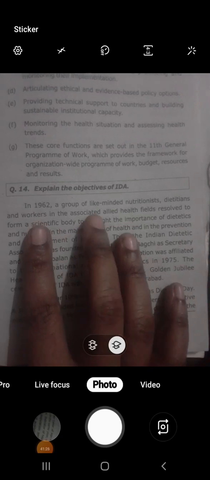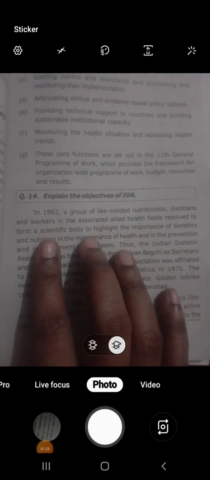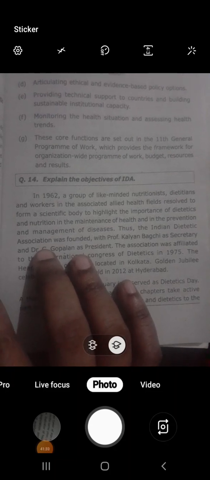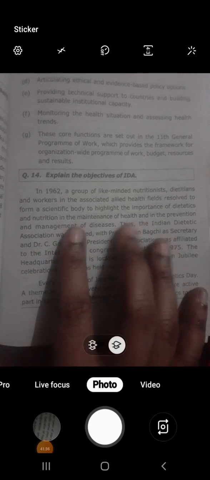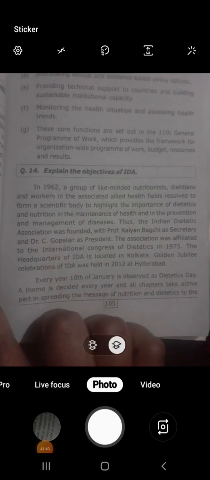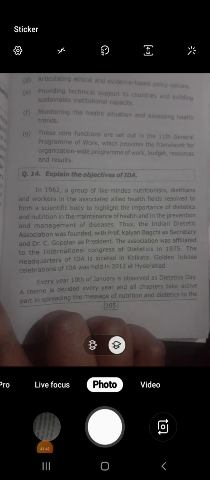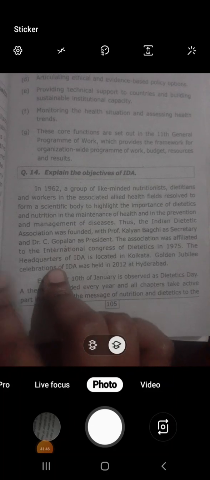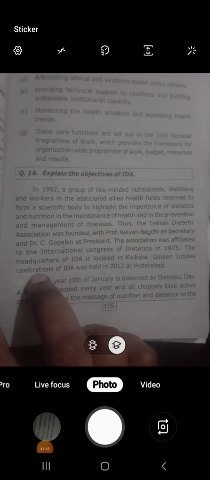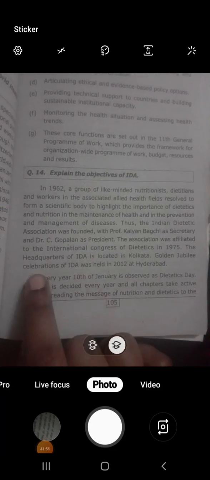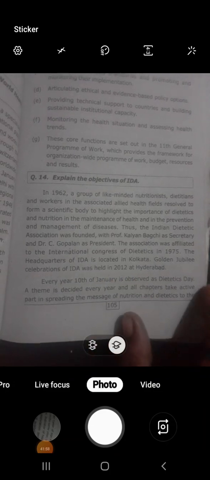So in 1962 we have nutritionists, dietitians and workers associated with health fields related to a scientific body, also nutrition in the maintenance of health and in the prevention and management of diseases. Here is the Indian Dietetic Association, with DC Gopalan as president and Kalyan Bagchi as secretary, and the International Congress of Diabetes in 1975. IDA is located in Kolkata, and was held in 2012 at Hyderabad.